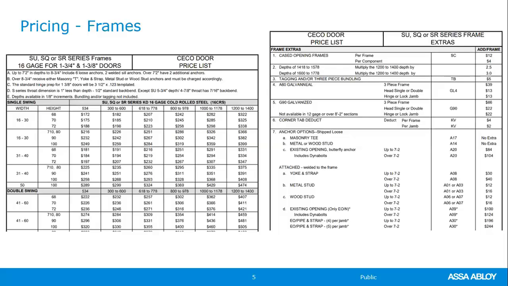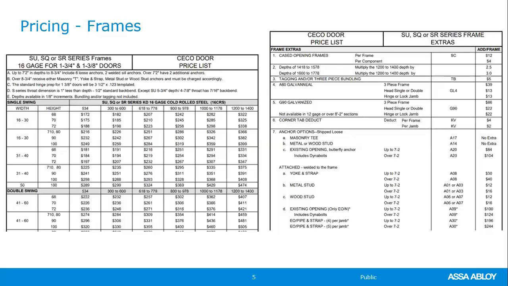Absolutely. So then continue on with the notes at the top there. You get into the S series that talks about your 5 3/4. Again, we'll have that 4 7/8 throat with the 7/16 back set. And your frames are available in 1/8" increments. Bundling or tagging is not included in this base price. That is an extra.